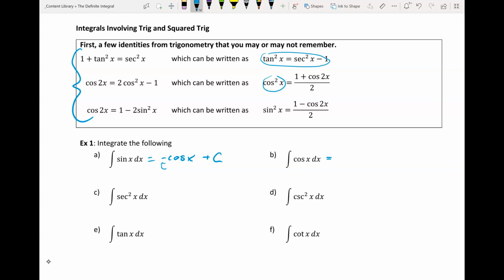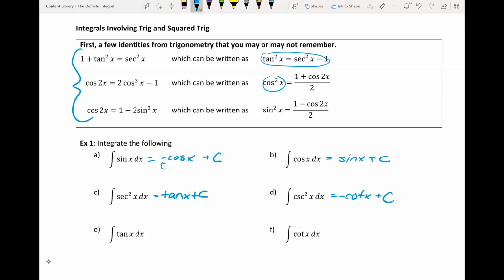The next one, the integral of cos x. This is the derivative of sine x plus a constant. Secant squared x is the derivative of tan x plus some constant. Negative cosecant squared x is the derivative of cotangent x, but we don't have the negative here, so we're going to account for that in our antiderivative.